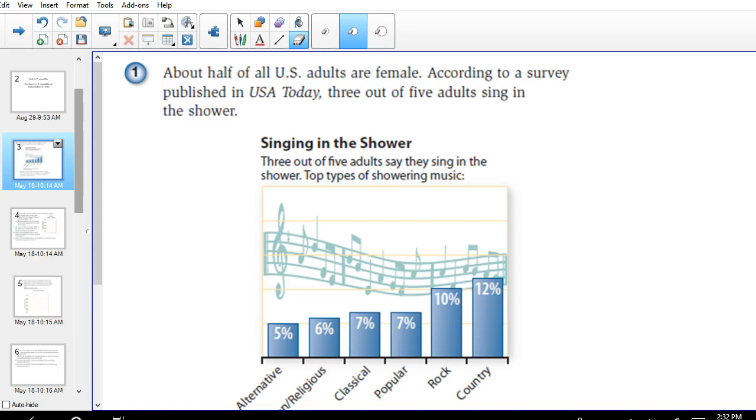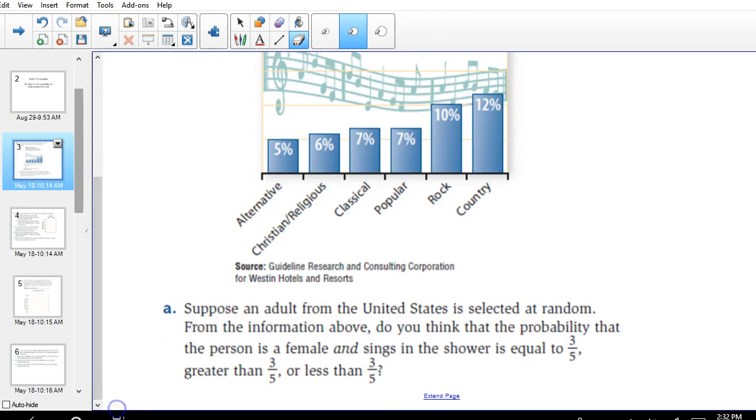About half of U.S. adults are female, which we generally know, and according to a survey in USA Today, 3 out of 5 adults sing in the shower. Our first question is, suppose an adult from the United States is selected at random. From the information above, do you think the probability that that person is female and sings in the shower is equal to 3/5, greater than 3/5, or less than 3/5?